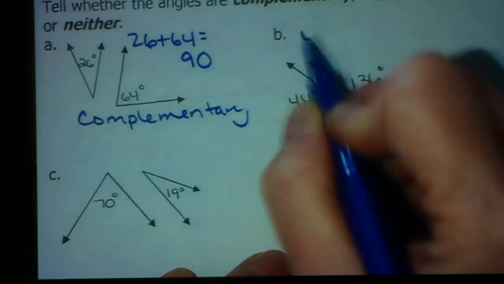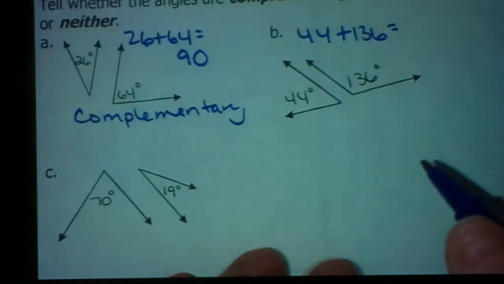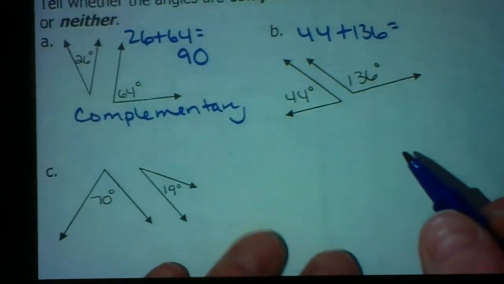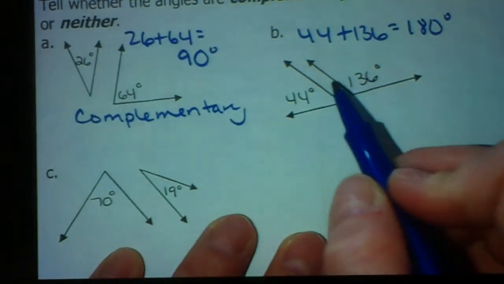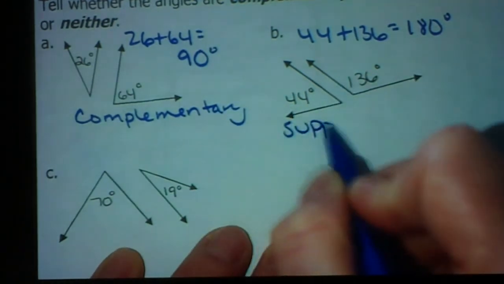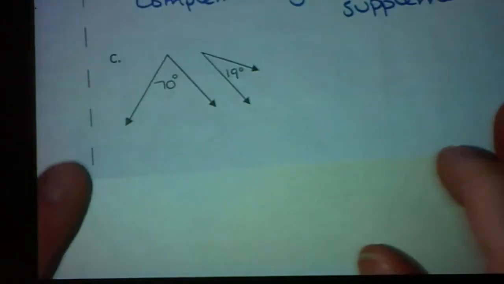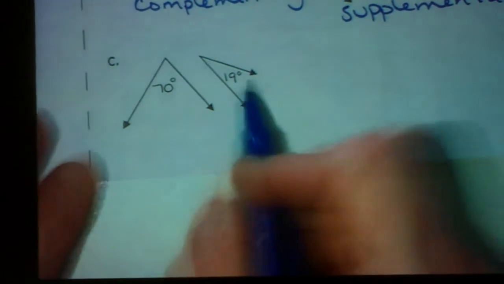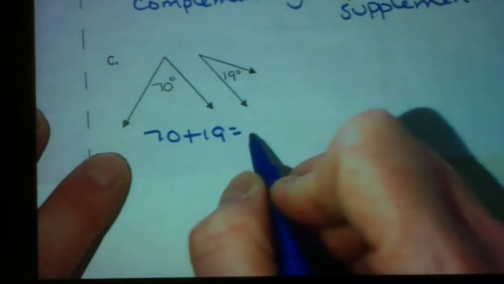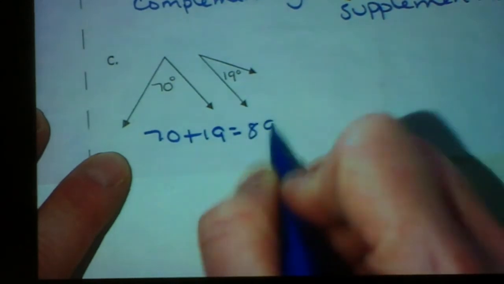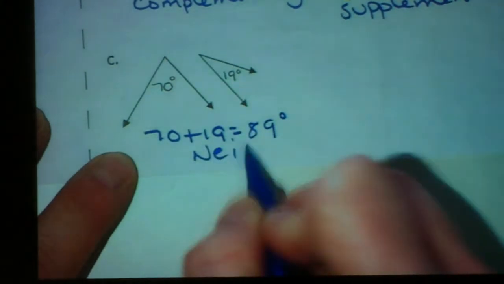To figure out what they are, it has to do with their sum, so I'm going to add them up. 44 plus 136. What do you get? 180 degrees. And remember, if two angles add up to 180, that means they are supplementary. Last example here, I have 70 degrees and 19 degrees. When we take 70 plus 19, we get 89. And that's not 90, and that's not 180, so that's going to be a neither.